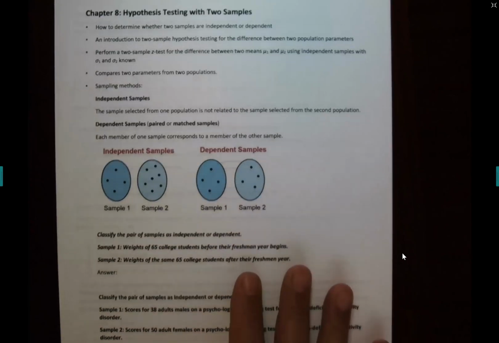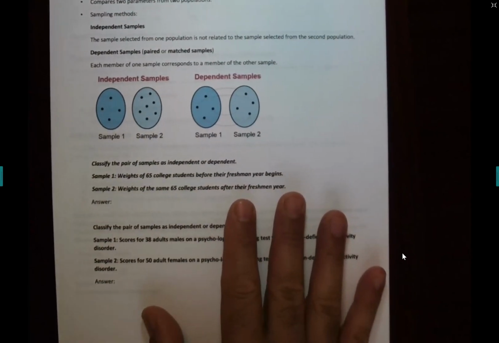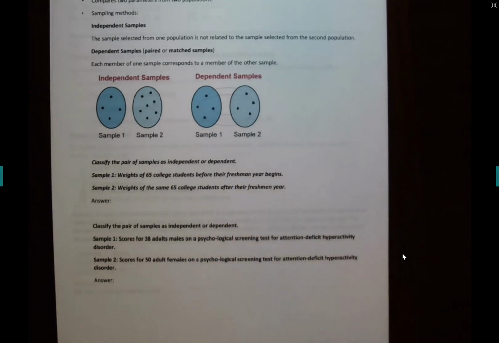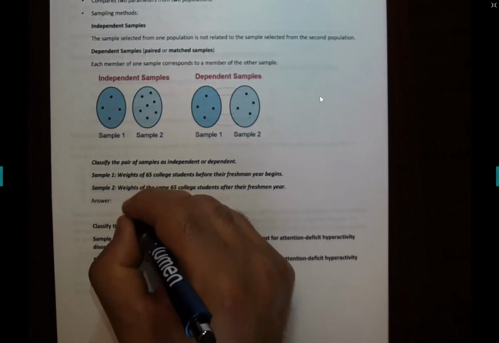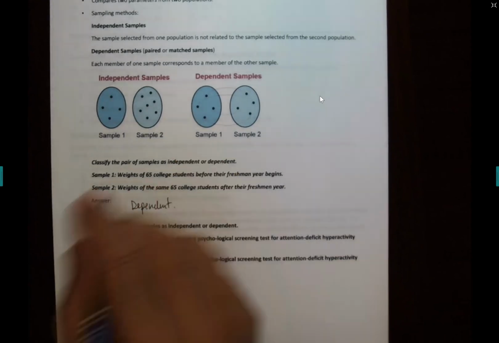So let me walk you through some examples, guys, and please participate with me. I see you are very quiet today. Tell me, what do you think, are the samples dependent or independent? Sample 1: weights of 65 college students before their freshman year begins. Sample 2: weights of the same 65 college students after their freshman year. What do you guys think? Okay, I got a response here. Dependent, and I do agree, because it is the same student. We measure his or her weight before the school year and after the school year. So these are dependent. That is correct. When you are talking about the same person before and after, they are dependent.